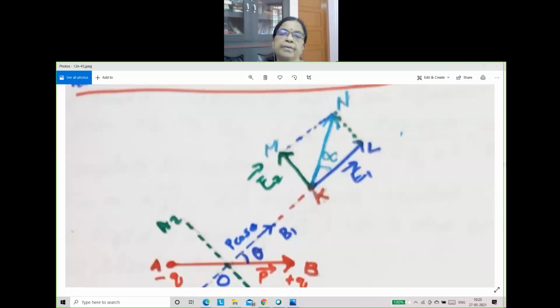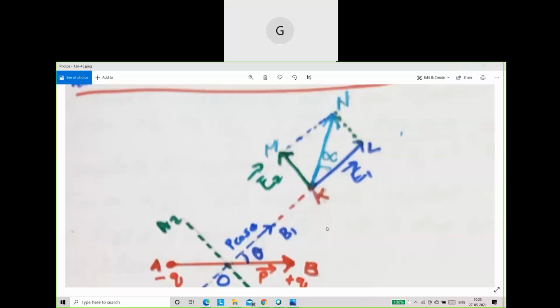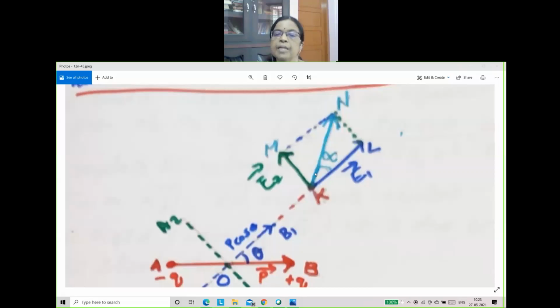You don't know? What is cos 90? Cos 90 is 0. Okay. Then the third term, 2 E1 E2 cos 90, becomes 0. So what remains? Root of E1 square plus E2 square.